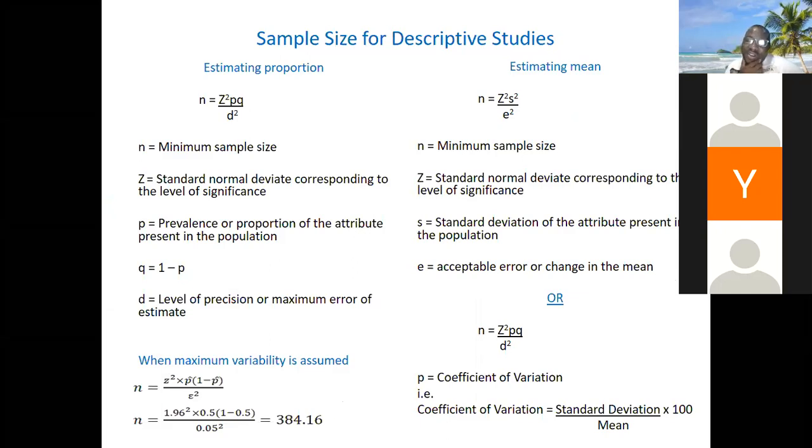Okay. You see this formula on the right side of the slide is the one that uses mean and standard deviation. This one on the left side is the one that uses proportion: P, Q, D. If you look at Z, it's the same for both sides, which is the standard normal deviate. But P is the prevalence, Q is 1 minus prevalence, and D is the level of precision, which Dr. Balogun will be talking about, which you say should not be more than 5%, 0.05.